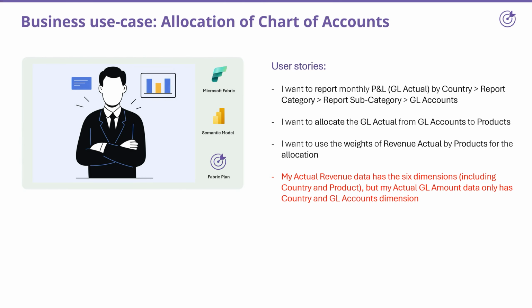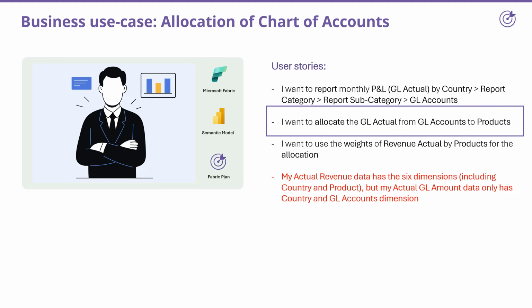All right, so I hope you enjoyed the first use case, but now the second use case is going to get a little trickier because here we are going to allocate chart of accounts and use those values of chart of accounts to products. Let's see the user stories because this is going to get really trickier. I want to report monthly P&L, which is my GL actual amount by country, report category, report subcategory, and GL accounts. I want to allocate the GL actual from GL accounts to products.